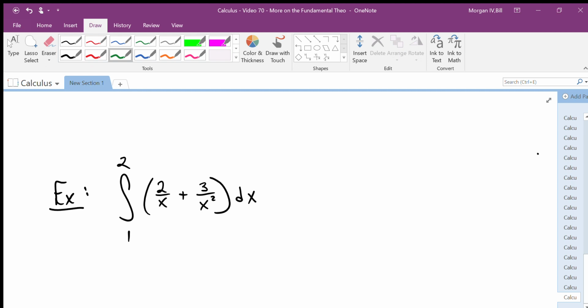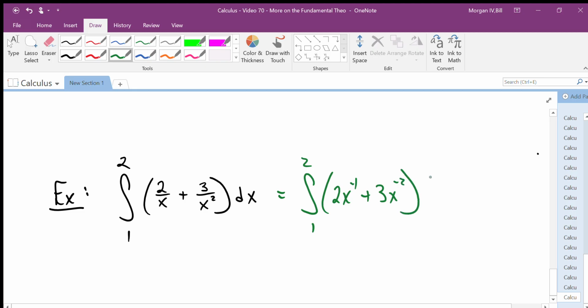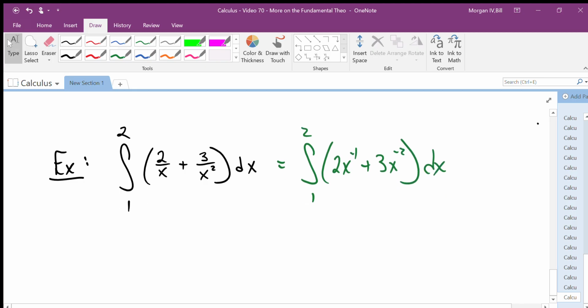Okay, let's see how we did. I am going to rewrite this as the integral from 1 to 2 of 2x to the negative 1 plus 3x to the negative 2 to make finding the antiderivative easier. So I cannot do power rule in this first one. If I add 1 to negative 1, that's 0, and dividing by 0 doesn't work.